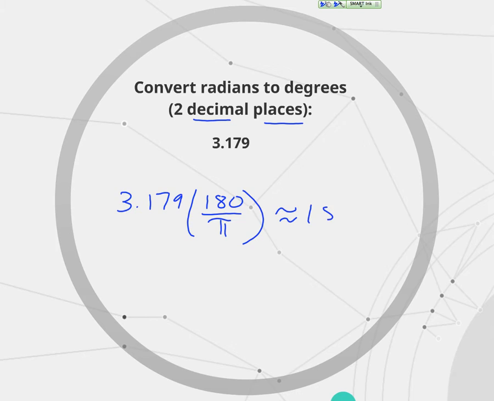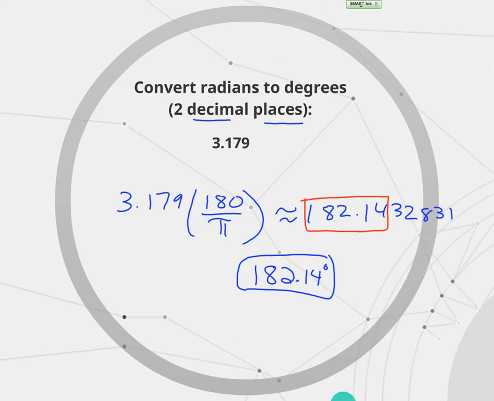So I've got 182.143281. What would be to 2 decimal places? What would my answer be then? Absolutely. This is 3, so it's less than 5, so we don't have to round that up. And so our answer would just be 182.14. Make sure you do put that degree symbol on there. So there is my answer, about 182.14 degrees.